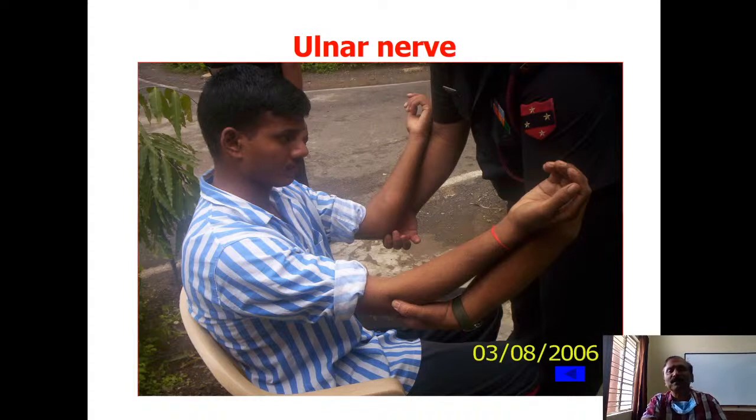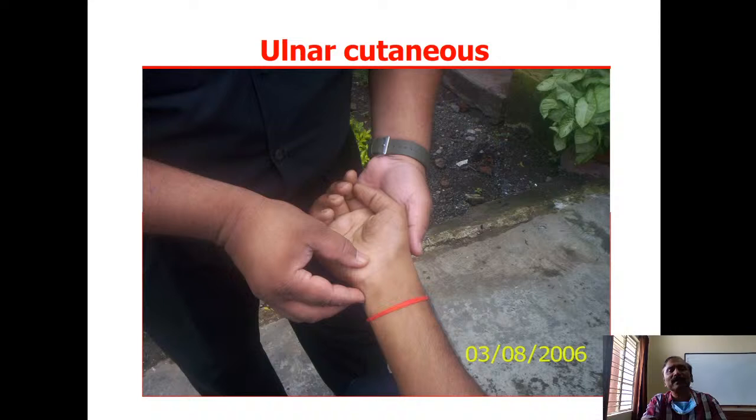When I was at AFMC, I was taking the photographs at that time. The ulnar cutaneous was not mentioned, but it is another cutaneous nerve which needs to be examined. You can feel the ulnar cutaneous on the ulnar side of the wrist, and you will be able to feel the ulnar cutaneous nerve.